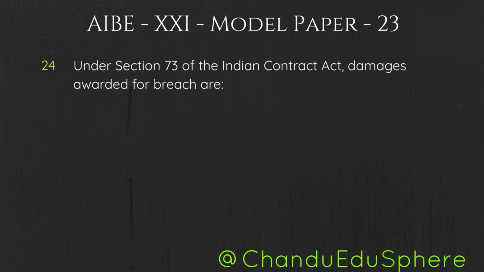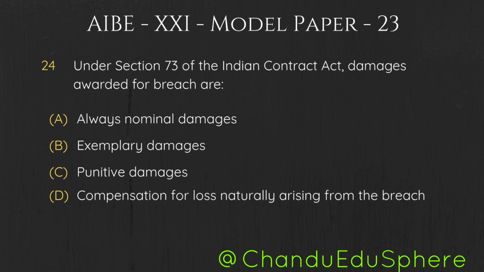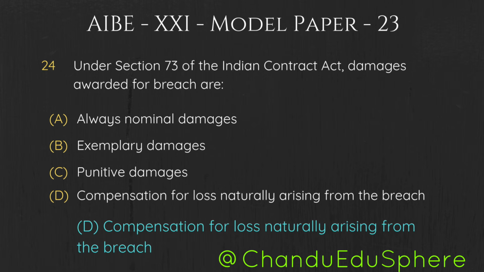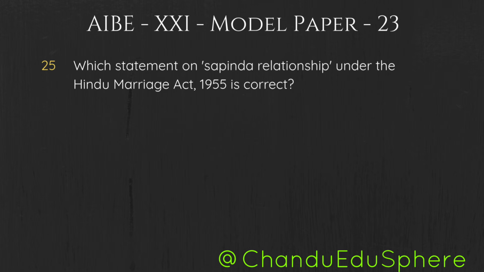Under Section 73 of the Indian Contract Act, damages awarded for breach are compensatory. Section 73 of the Indian Contract Act 1872 codifies the rule in Hadley v Baxendale, entitling the aggrieved party to compensation for loss naturally arising in the usual course of things from the breach, or such as the parties knew at the time of contracting would be likely to result.